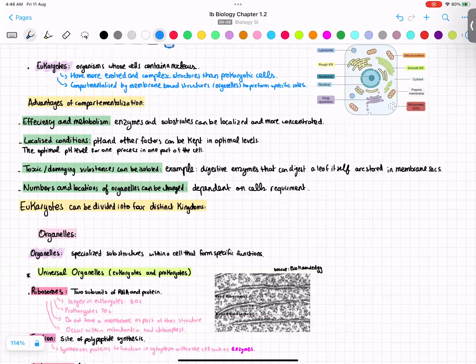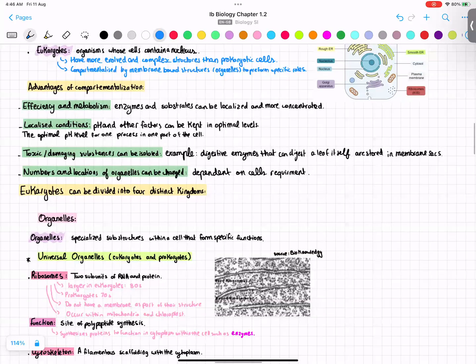Now we have to keep in mind that eukaryotes can be divided into four distinct kingdoms, but I'm not going to get into that because it's not in the IB syllabus for chapter 1.2 solely, but we will be discussing this in chapter 5. You have to know these, but not for now. You have to know them in chapter 5. Just know that eukaryotes can be divided into distinct kingdoms such as Animalia and Plantae.